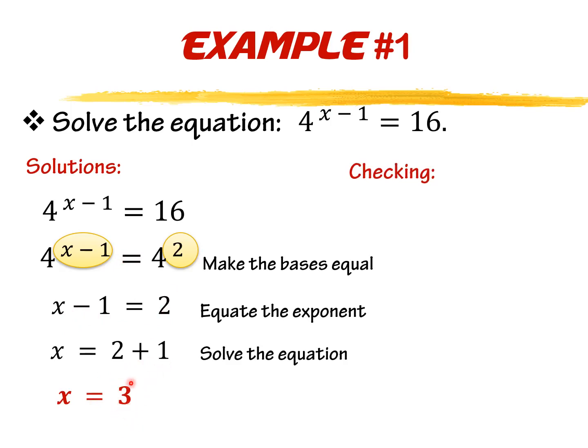Now for the checking, all you have to do is substitute 3 to the original equation. So that will give you 4 raised to 3 minus 1. 3 minus 1 is 2 and 4 squared is equal to 16. So 16 is equal to 16. So you have the solution set 3.